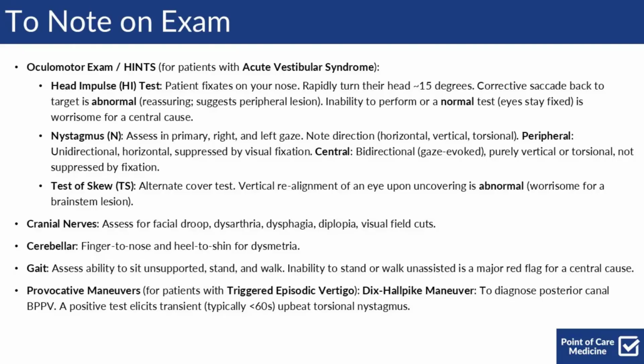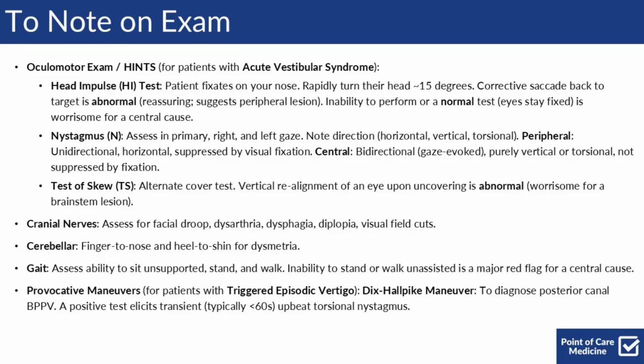The second part is assessing for nystagmus. Observe the patient's eyes in primary and then right and left gaze. Note the direction. Peripheral nystagmus is typically unidirectional, horizontal, and suppressed by visual fixation. Central nystagmus, on the other hand, can be bidirectional, purely vertical or torsional, and is not suppressed by fixation.